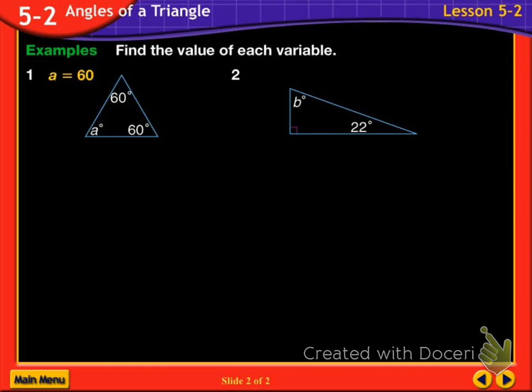Okay, it's real hard to see even on the slide, but there is a right triangle. So we know that that symbol for right triangle right here tells us that this angle is 90 degrees. So 90 plus 22 plus B equals 180.